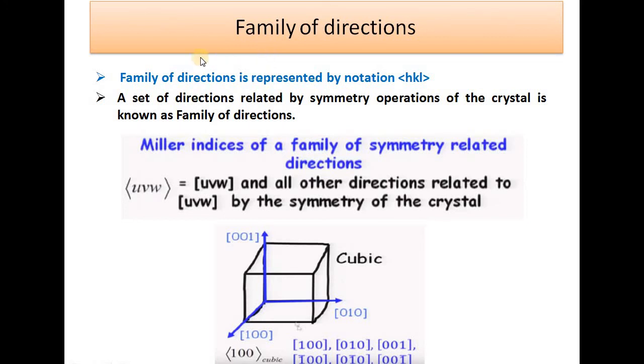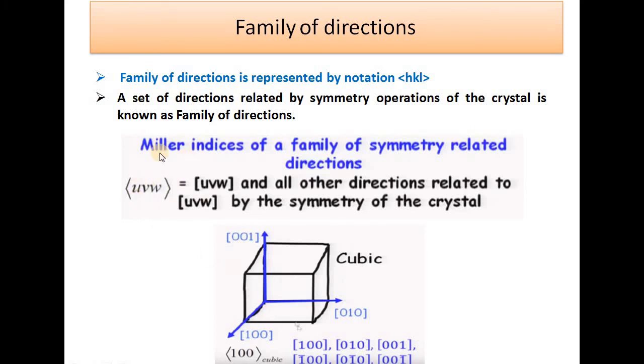Now, as in the case of planes, we also have a family of directions, and this is represented by the notation HKL enclosed in angle brackets. Now, what do we mean by a family of directions? It is a set of directions which are related by symmetry operations of the crystal. Like in the case of a family of planes, the family of directions has all the directions in which the Miller indices order is changed or their signs are changed.